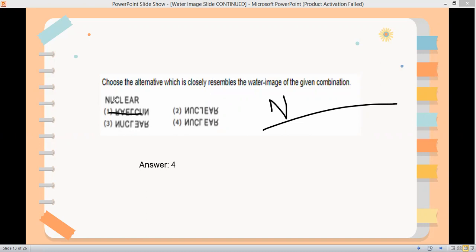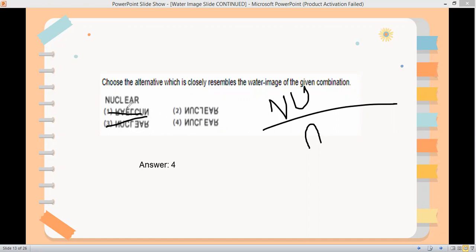Then you have to see what is the correct inverted image of U. We know that the correct inverted image of U is this. It's correct in this, it's correct in this, it's incorrect in this because it remains the same. So this will also cancel out. Now you have to check between the second and fourth option.